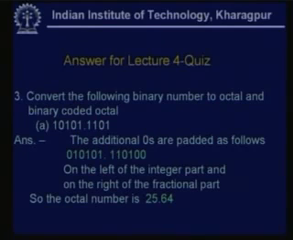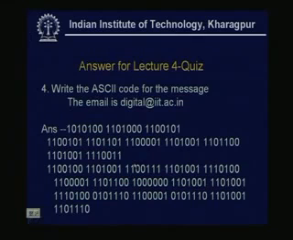A simple thing: for binary we take 3 bits together and then we put the octal digit. Now, the fourth question was, write the ASCII code for the message, the email is digital@iit.ac.in. So, ASCII means that for every character there is some 7-bit number.